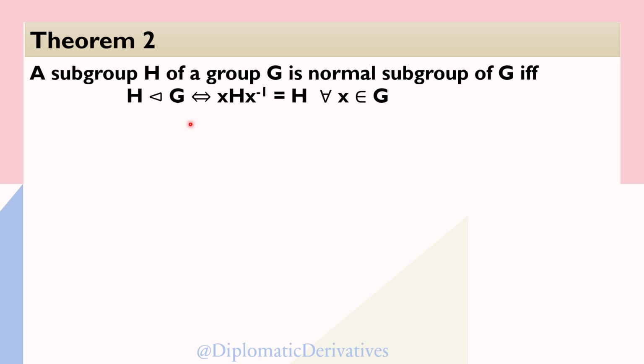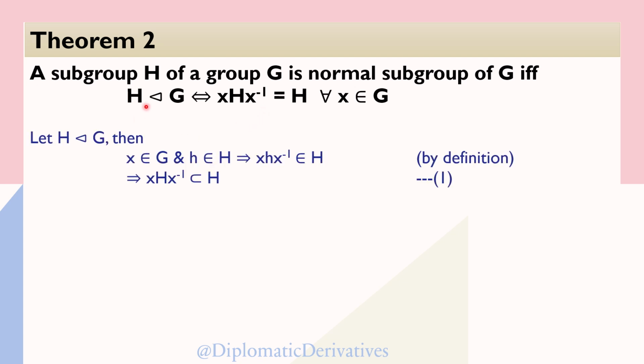First, you take the first side. You will assume that H is a normal subgroup of G. By assuming this, you will reach this conclusion. Then in the converse, you will take this side and you will reach this. So we start with, let's suppose H is a normal subgroup of G. Then by definition, we know that X h X inverse will be a part of capital H, right? This is by definition of a normal subgroup.